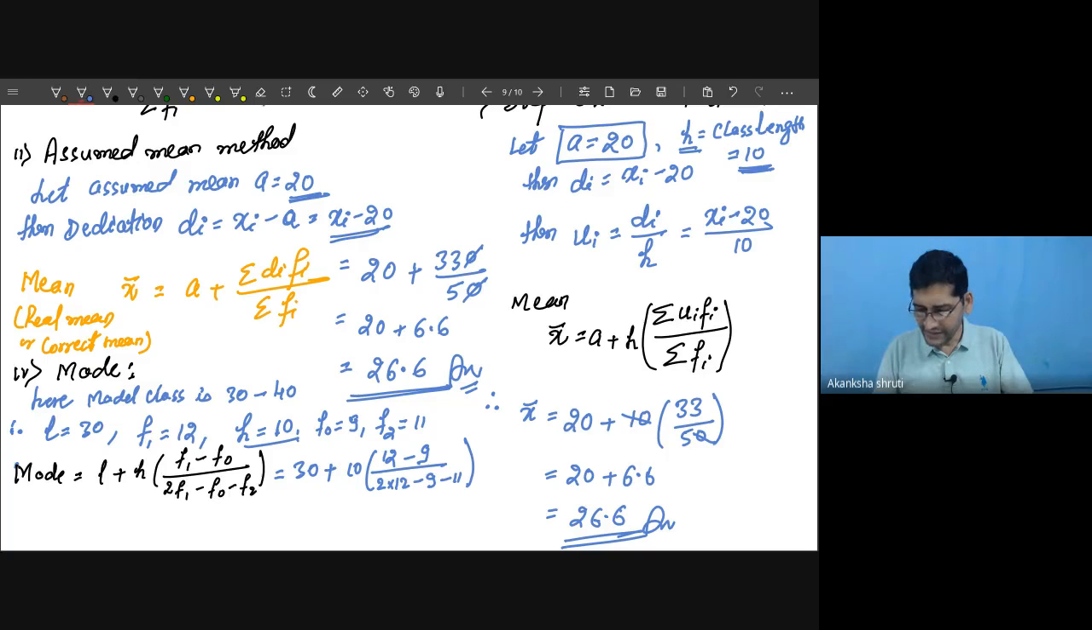Why? You are getting that F1 is the highest one. The other F0 and F2 are even lesser than that. So the difference will always be positive. That is one thing. So student, go for calculating this.